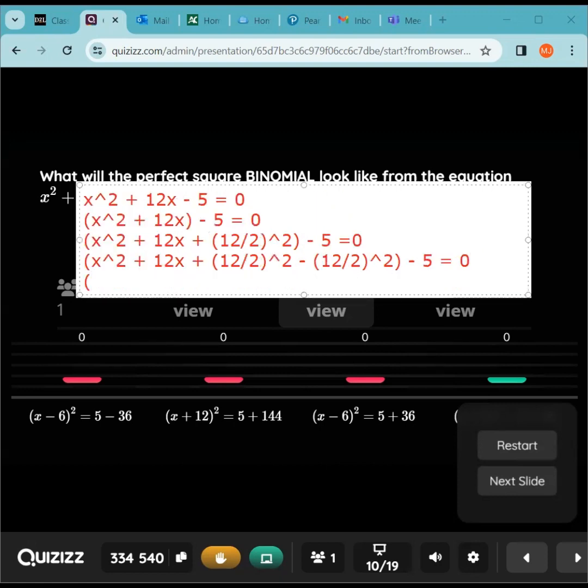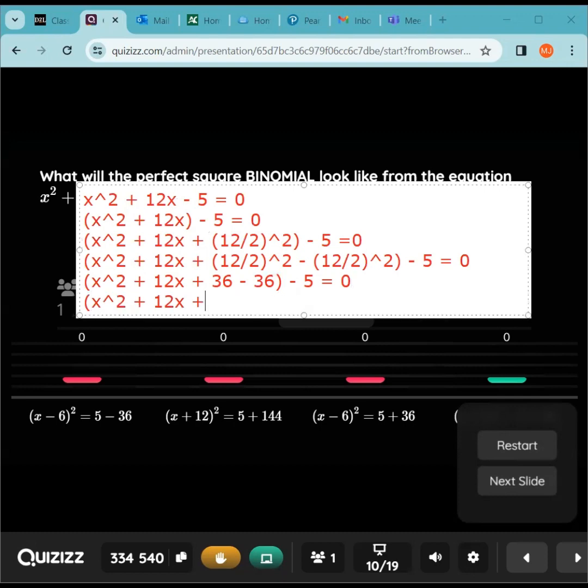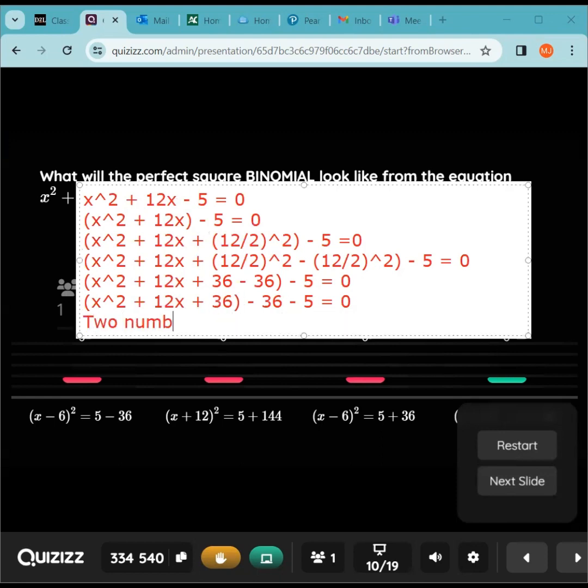So 12 divided by 2 is 6. 6 squared is 36. So it'd be 36 minus 36. You take the minus 36 out of the brackets to be on the right. Now we have this here. So we need two numbers that multiply to 36 and add to 12.